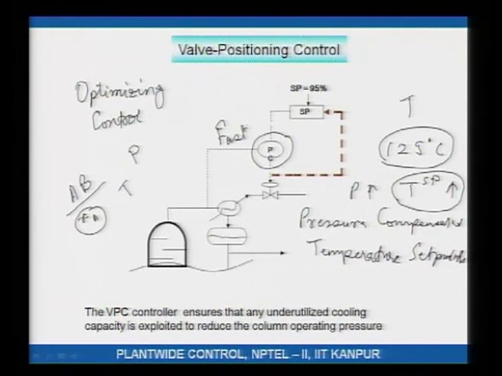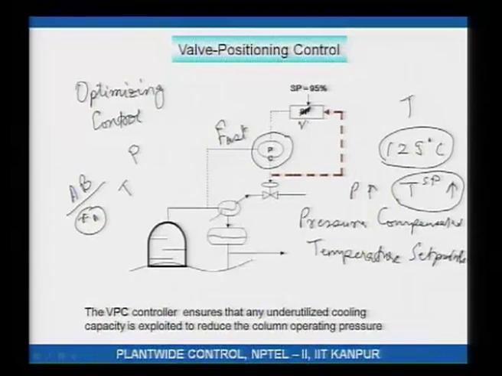Another thing that I would like to highlight is that this pressure controller is fast. It is tuned for a fast and snappy response. This optimizing controller, this valve positioning controller, would be tuned for a slow response.